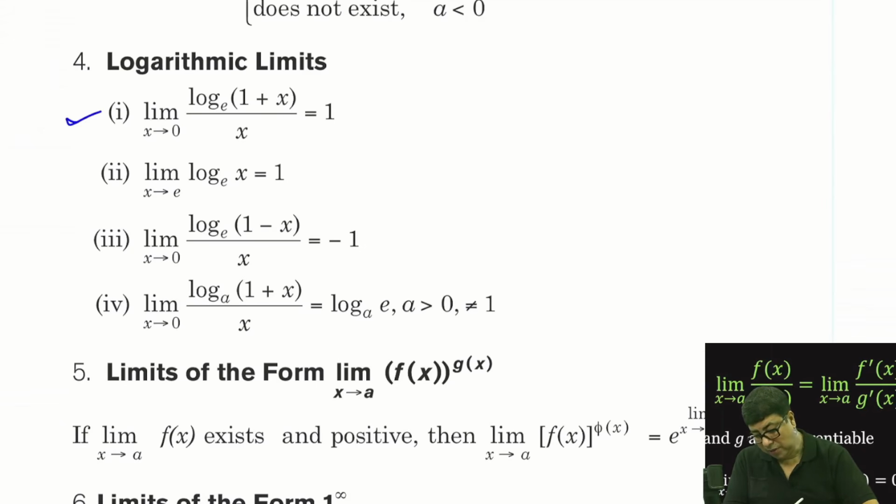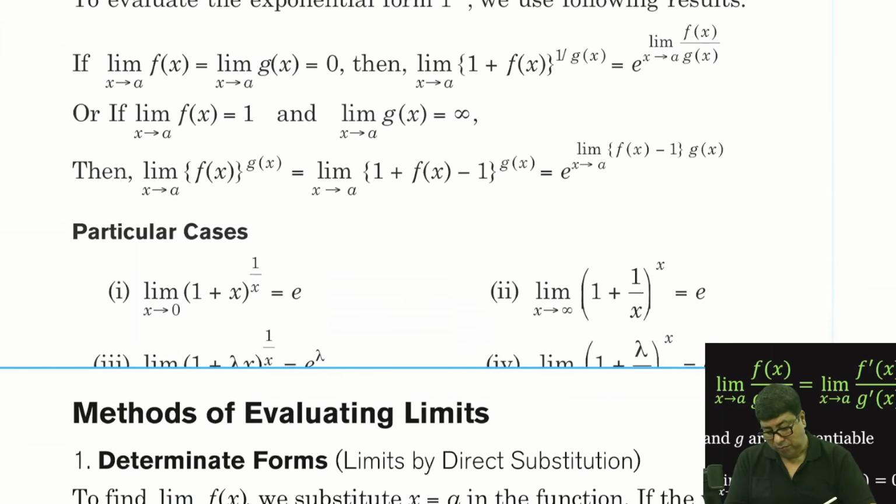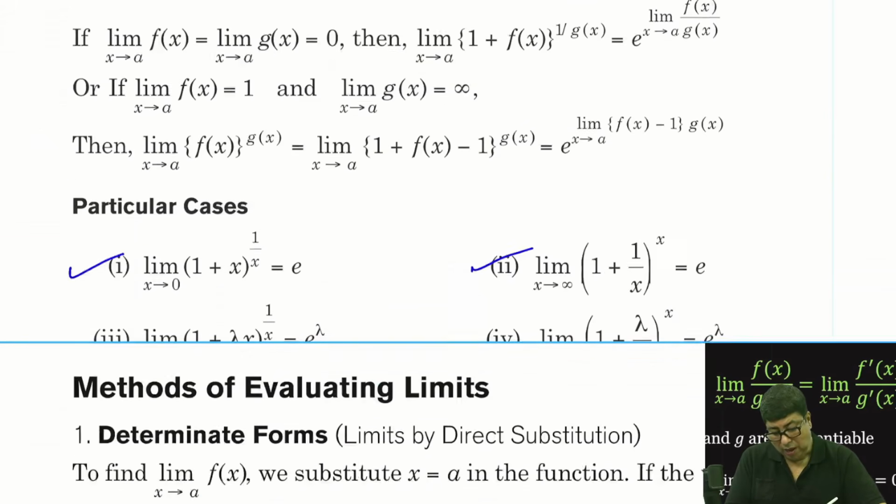So limit of log of 1 plus x by x, as x tends to 0, is 1, since log e base e is 1. Mostly everybody, this formula is very important, limit x tend to 0. Now the 1 to the power infinity form is very important. So 1 plus x whole to the power 1 by x equal to e, and this is also e.